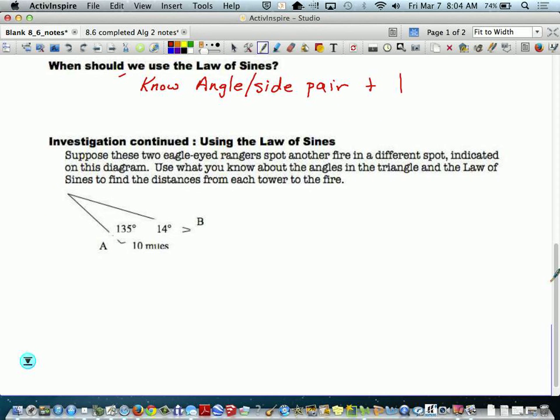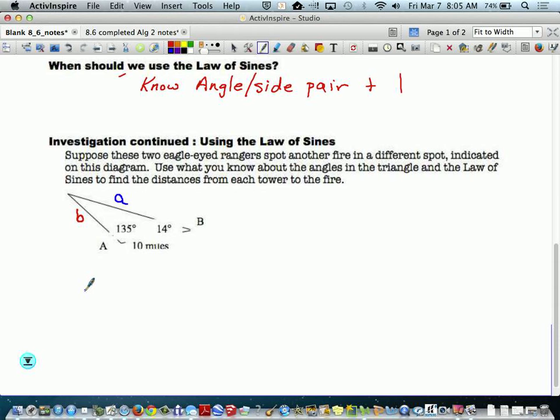Okay, suppose these two eagle-eyed rangers spot another fire in a different spot indicated on the diagram. Use what you know about the angles in the triangle and the law of sines to find the distances from each tower to the fire. So I would like you to find, remember this will be little b, and this will be little a. Big A, big B stand for the angles, little a, little b stand for sides.